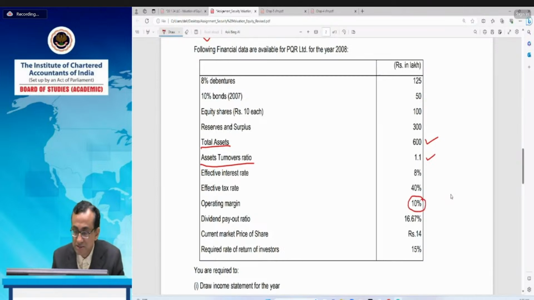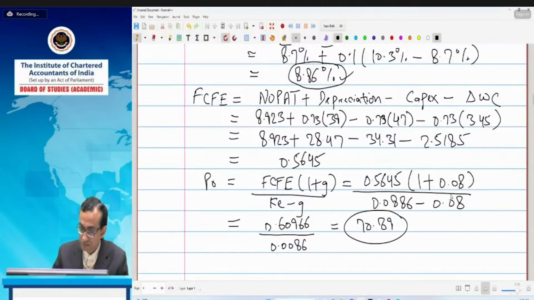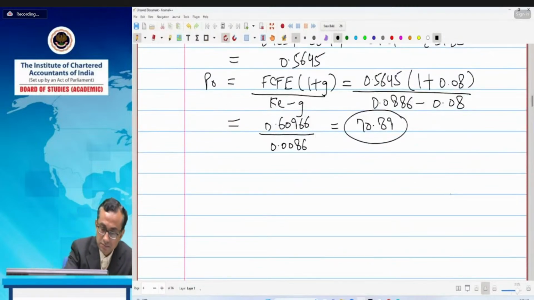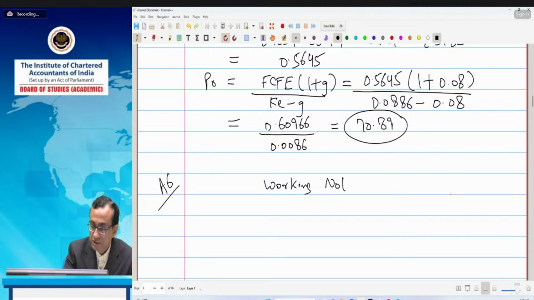So operating margin is 10% of the sales. If operating margin can be calculated, cost of goods sold can also be calculated. So in this way, we will proceed. Let us first calculate the working notes and then we will draw the income statement also. First of all, let us prepare some working notes.